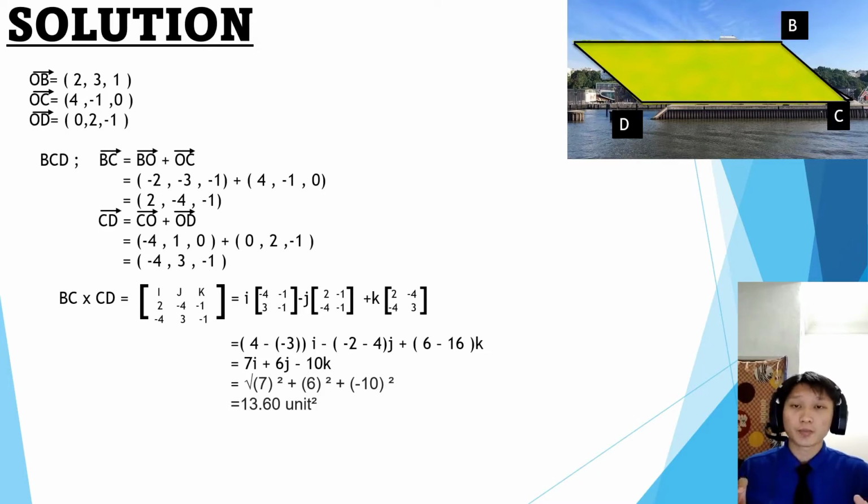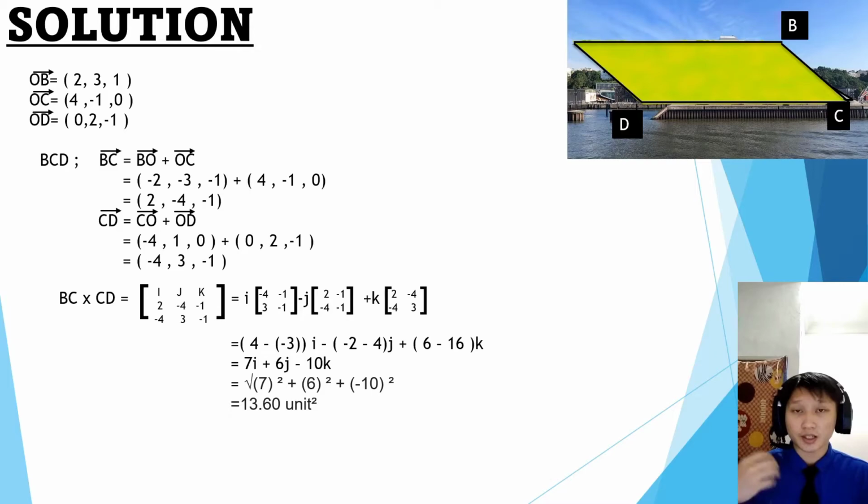So BC equals BO plus OC. There's no BO here, right? There's an OB, so how do you do it? You take OB which is 2, 3, 1, and change the signs so BO is -2, -3 and -1. Continuing, -2, -3 and -1 plus 4, -1, 0, which is OC, equals 2, -4 and -1.